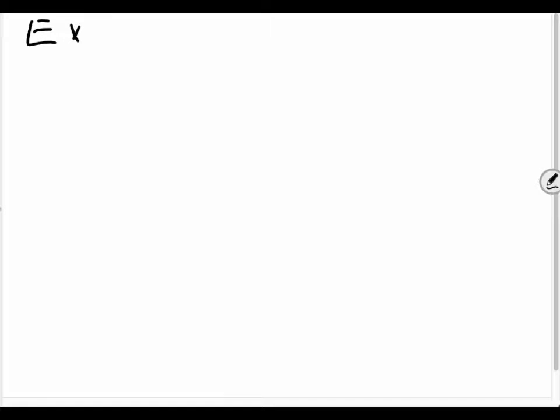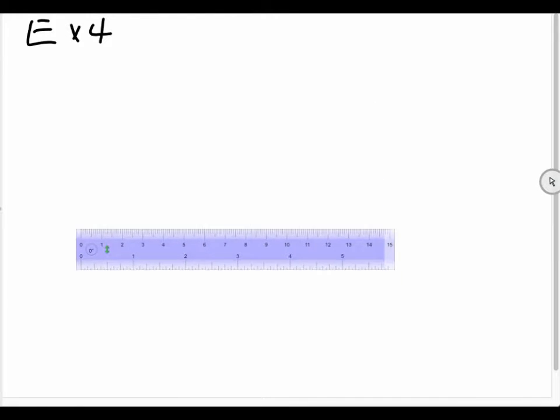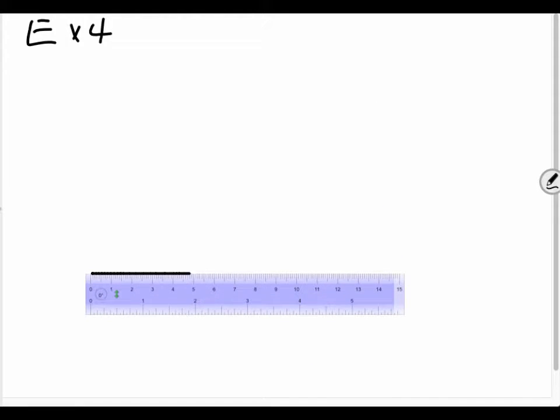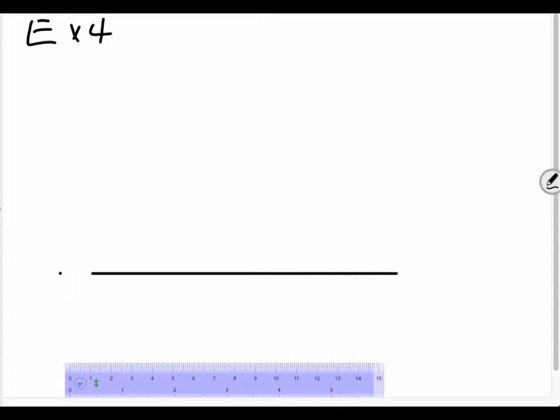Example number 4, and I'm not going to write all the verbiage down. You can read it out of the book. I've got a line, and we call that line L. And then I'm just going to have a random point R.